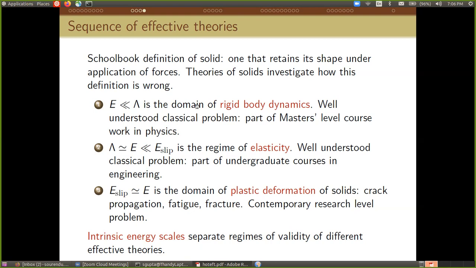Okay. So what happens is that we have a sequence of effective theories that describe solids, and the intrinsic energy scales, this elastic energy, the slip energy, etc., separate the regimes of validity of different effective theories. Okay, this is again another idea that we will use. Every theory that you deal with could potentially be only an effective theory until you discover a larger scale beyond which this theory breaks down.